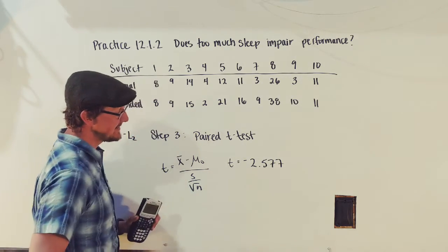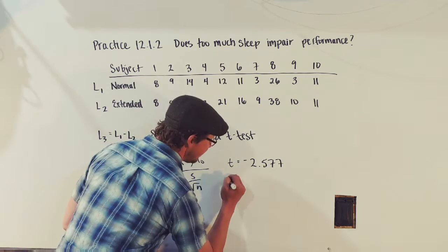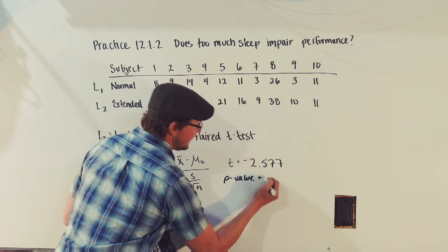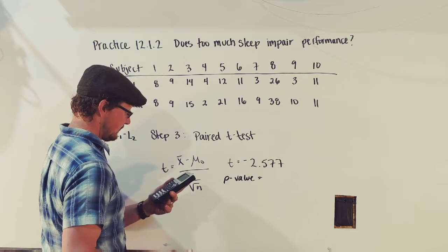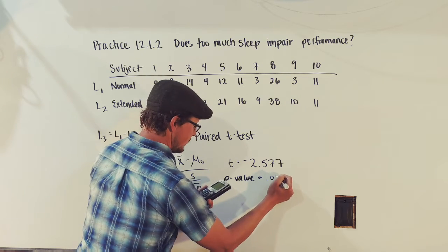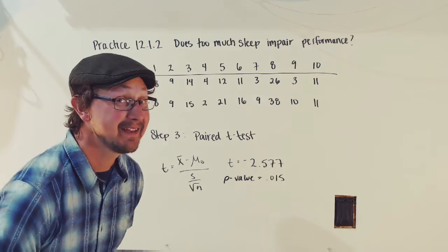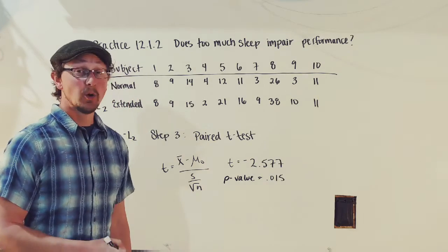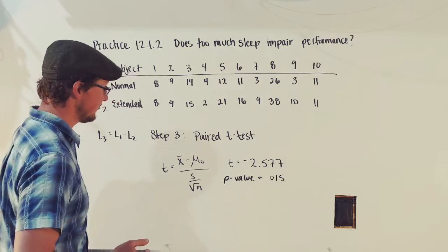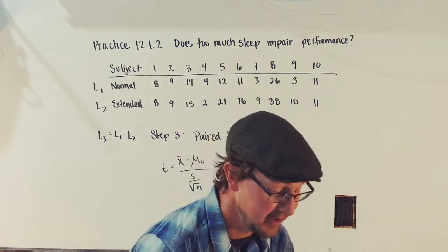So t of negative 2.577, that's way far away from the mean. Probability of that happening is going to be super low. It is super low. It is 0.015. So a result like this only happens randomly 1.5% of the time. Whew, not very frequent. Okay, so let's head over to step 4.